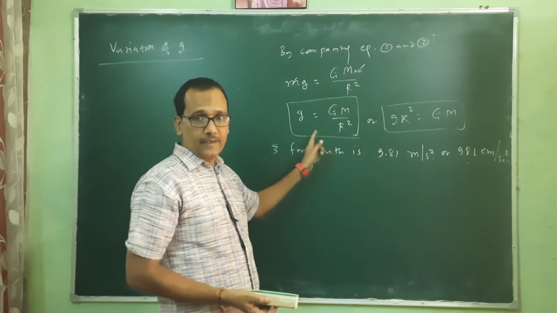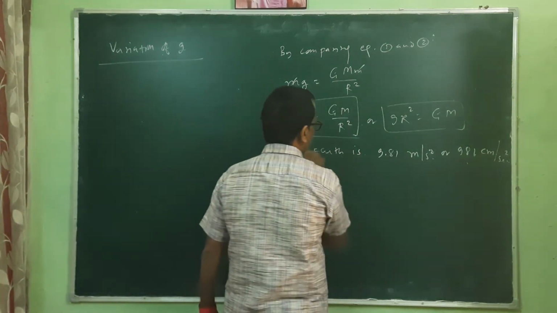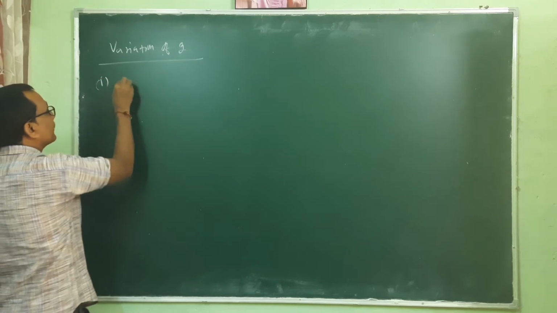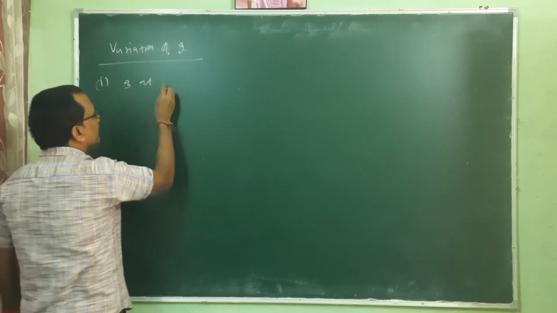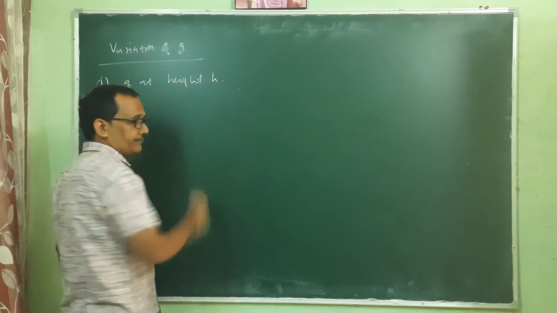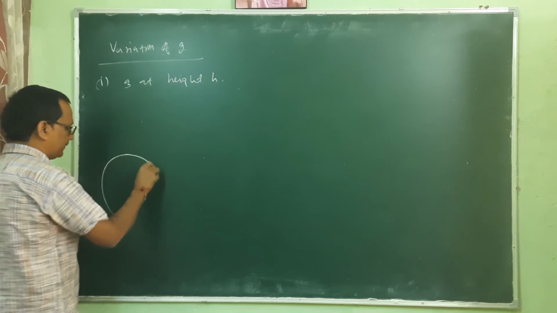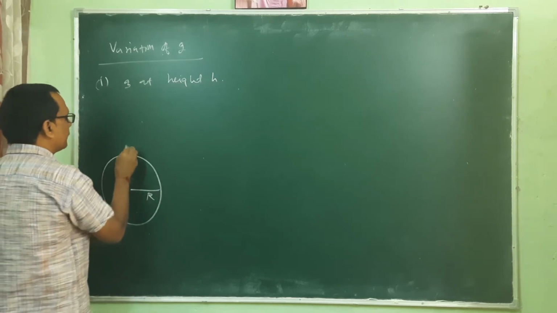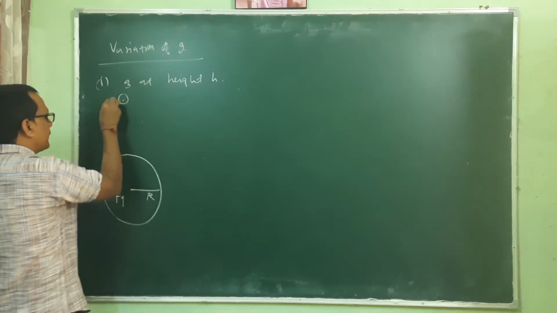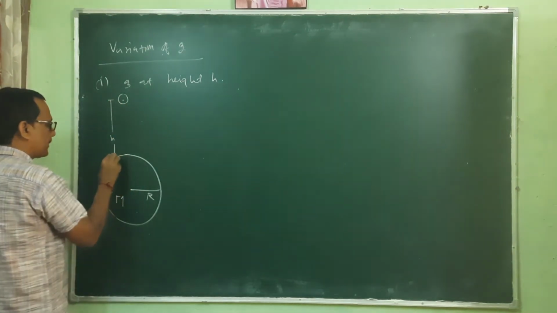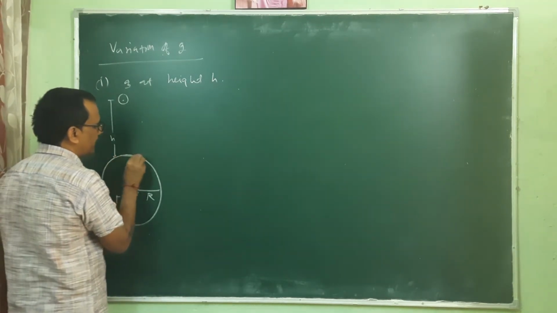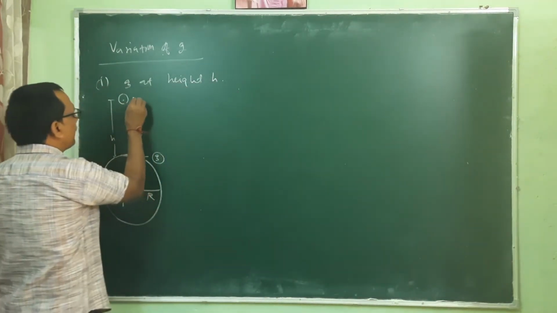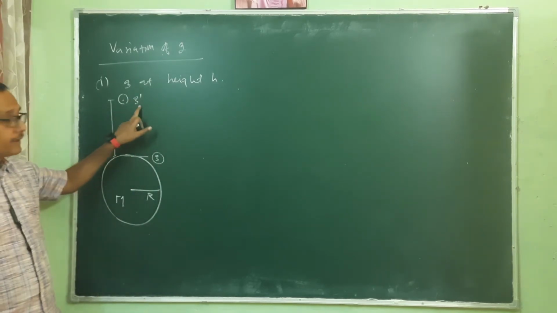So this is on the surface of earth, remember this. This g is on the surface of earth. So first of all, let us calculate the acceleration due to gravity at height h. This is our earth, this is the radius of earth R, mass is capital M, and this is that body at a particular height h from the surface of earth, and at this point the acceleration due to gravity is g prime. We have to calculate this g prime.